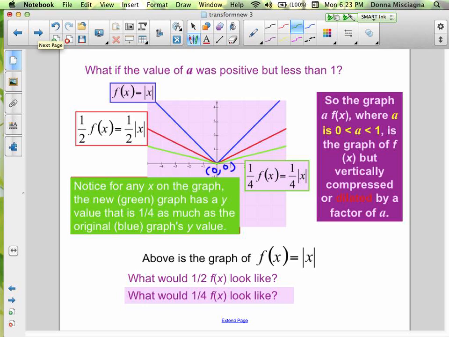Probably the easiest one to see is what if we used 4 on the x. Here on the blue graph, when x is 4, y is also 4. How about on the red graph? Well, when x is 4, y is only 2. And how about on the green graph? When x is 4, y is only 1.